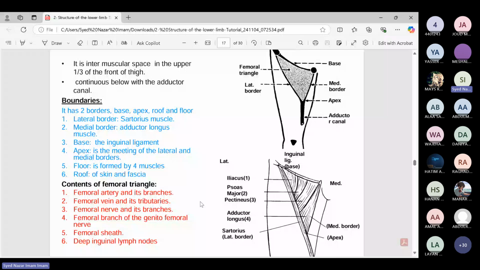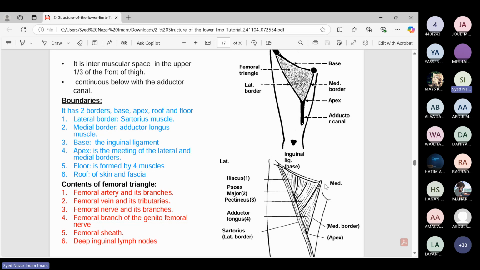So now go tomorrow and explore the femoral triangle. See the triangle, see the medial border, see the lateral border, see the different contents of the femoral triangle, as well as see the muscles forming the floor. It's very important. Just go and identify these muscles, identify the iliacus. Then you can see the psoas major. Then you will see the pectineus.